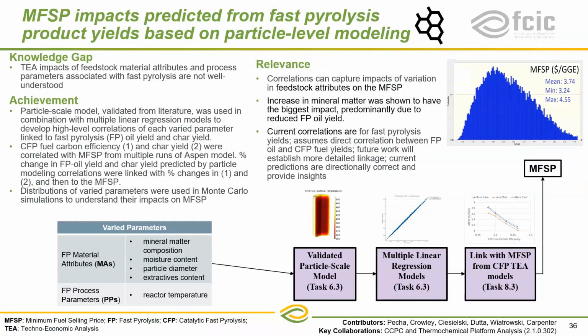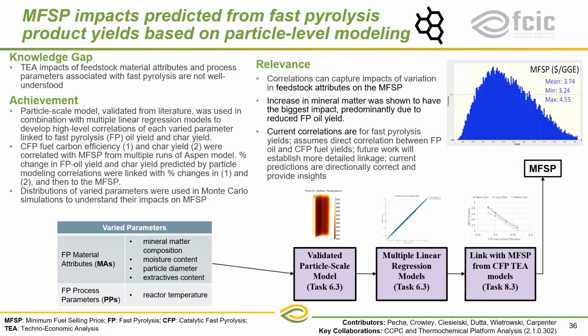So this is a modeling study on the impact on the cost of biooil, measured as the minimum fuel selling price, as a function of a number of material attributes going into the pyrolysis process. Again, this is a modeling activity, but they looked at the influence of mineral matter composition, the moisture content, the particle distribution, the extractives content, and then not only the reactor temperature, and how that fed into a larger Aspen model to then predict the performance.